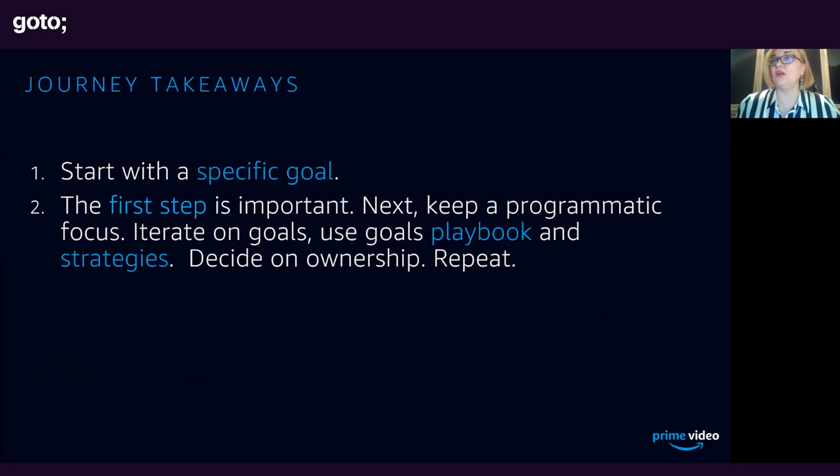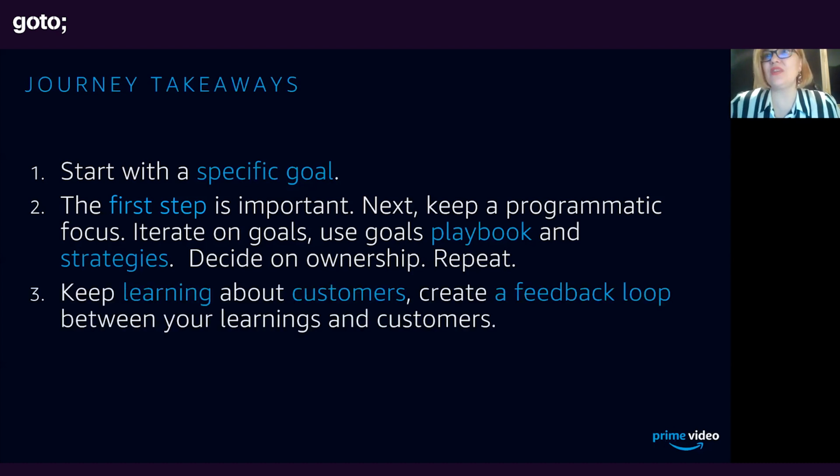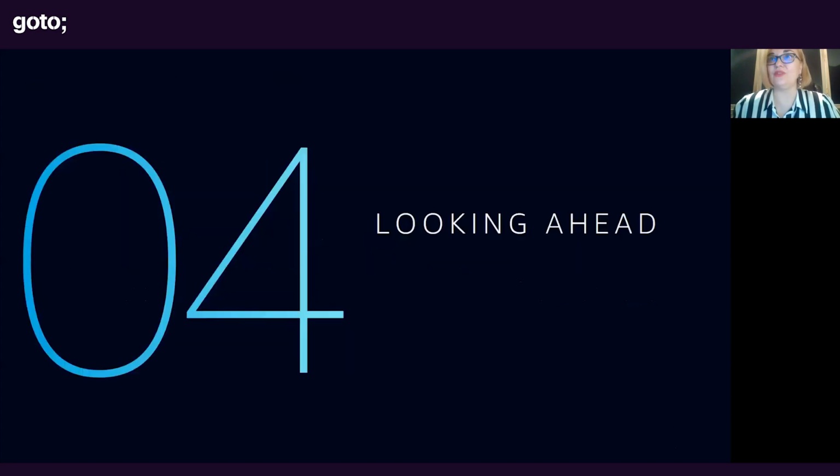I gave you a bit of a playbook on how to think through your inputs to that first step and how to set your goal. I also shared some strategies: how do you want to go about taking those goals, and decide on ownership. And guess what? The second step, you're going to do year after year. You're going to come back, review what you've done last year on the goals, look at the same playbook and the same strategies, and do something bigger and better the year after. The driver for all of this is to keep learning about your customers and create that feedback loop between your learnings and your customers, because this is how it all comes together.